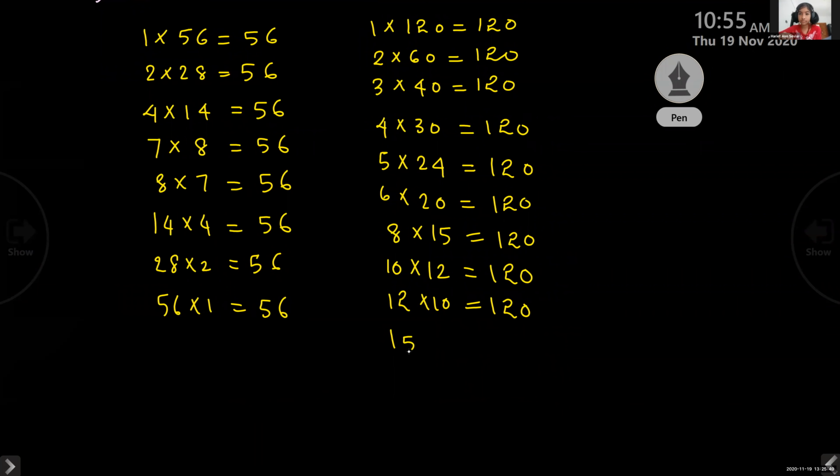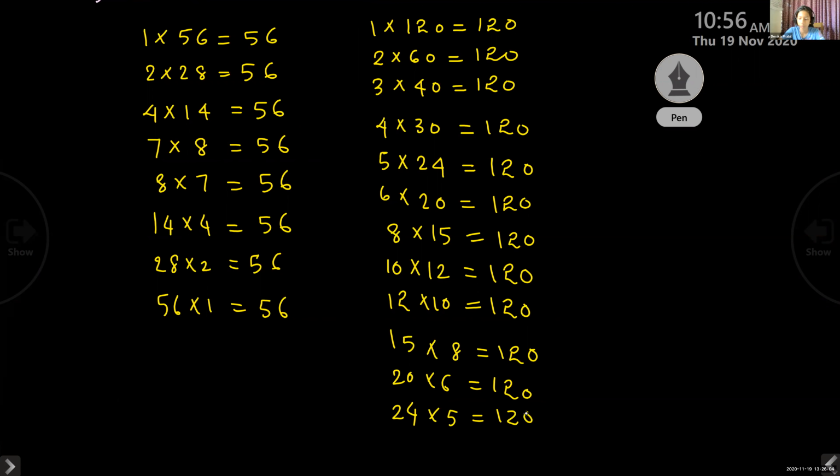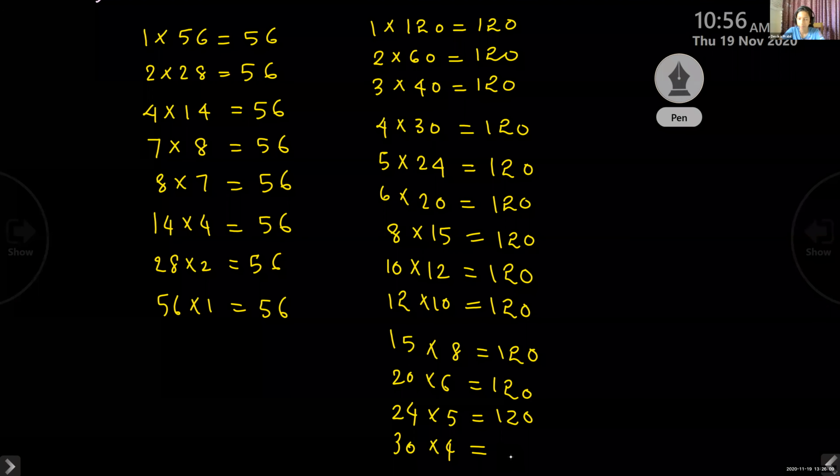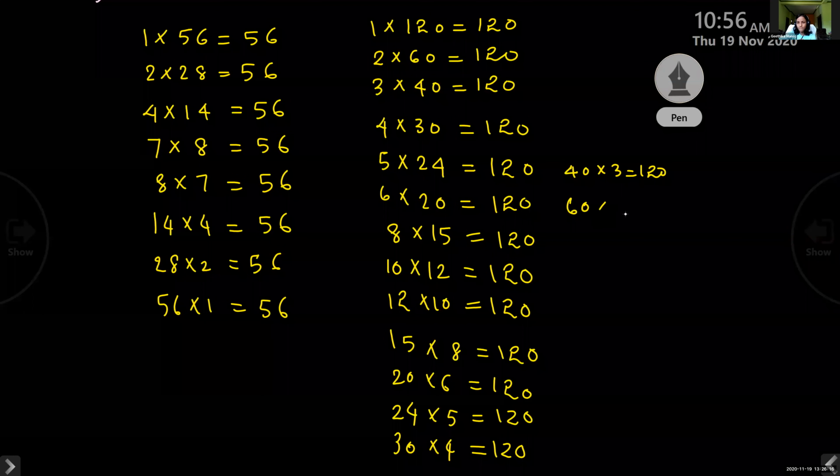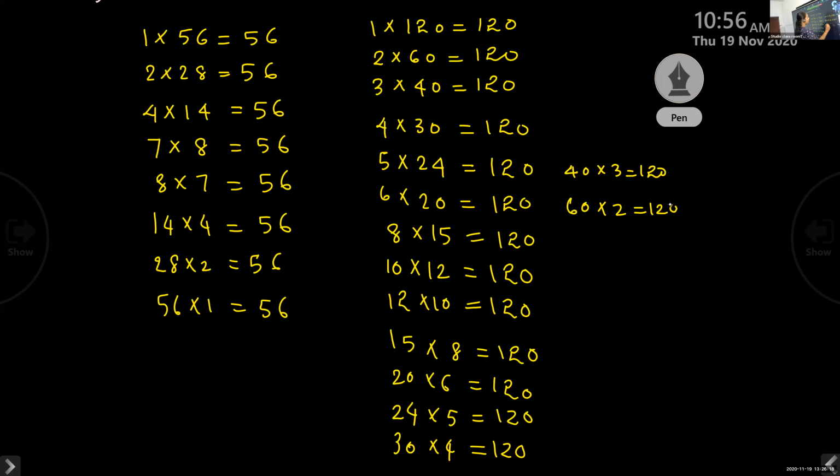15 into 8 equal to 120. 20 into 6 equal to 120. 24 into 5 equal to 120. 30 into 4, 40 into 3, 60 into 2, and 120 into 1.